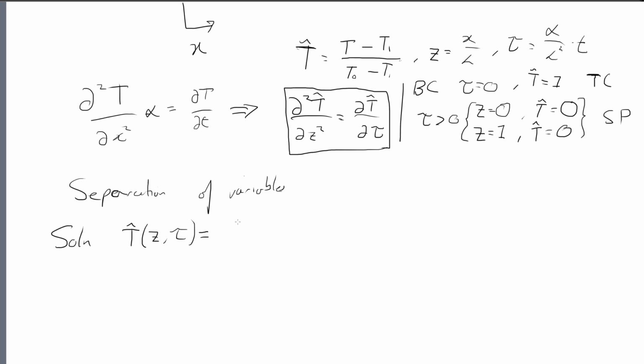And the solution that we're going to guess exists is a solution of the form some function beta of z multiplied by some function theta of tau. So what we've done here is we've said that a solution exists for t hat, which is a function of z and tau, which is a product of two functions, each of which are only a function of z and tau. So we're assuming that this solution exists.